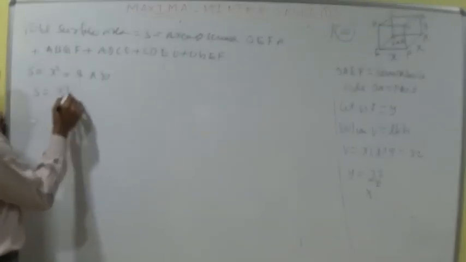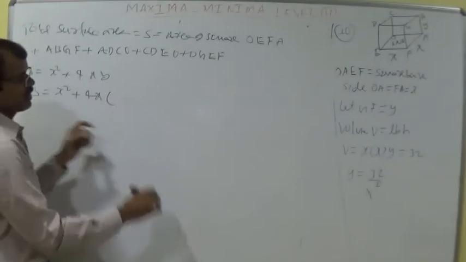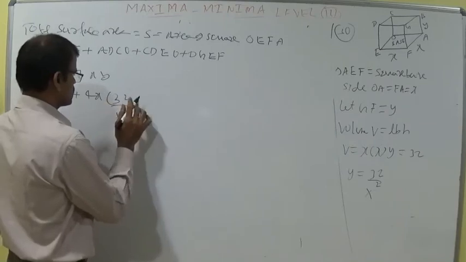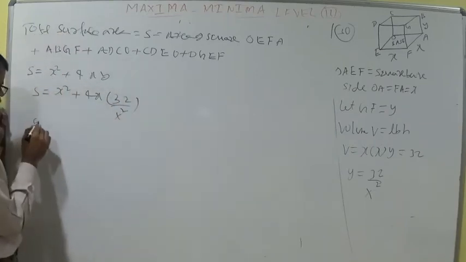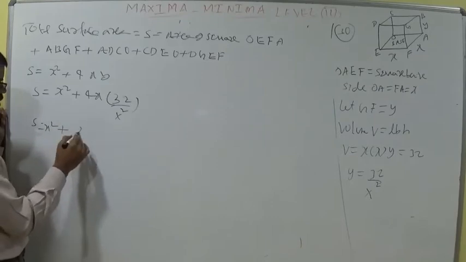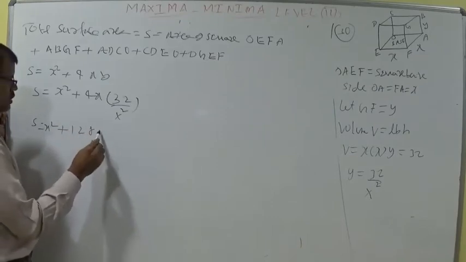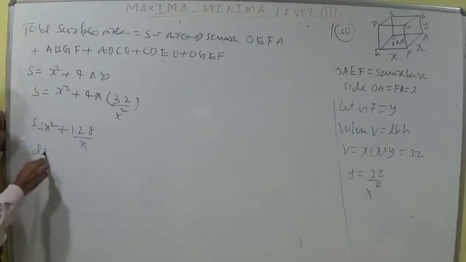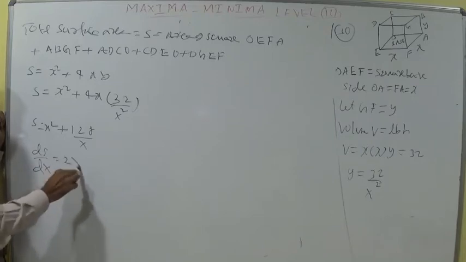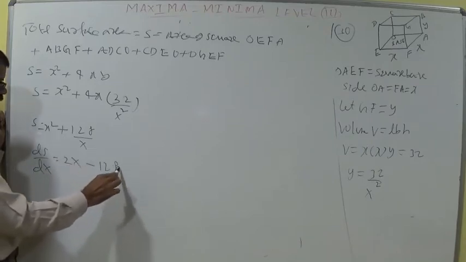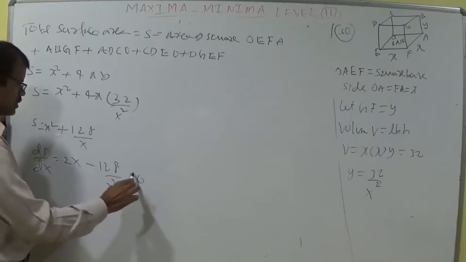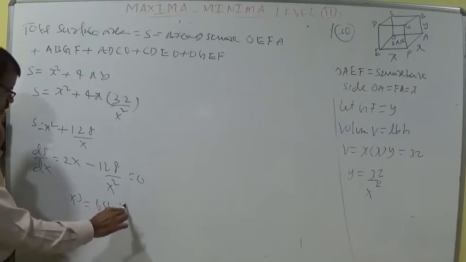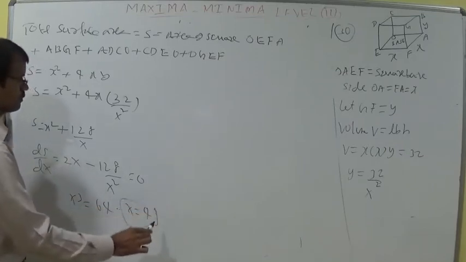S is equal to X square plus 4X into Y, which we found as 32 by X square. Next S is equal to X square plus 128 by X. Now I am checking whether the area is minimum or maximum: 2X minus 128 by X square equal to 0. Divide with 2 and take an LCM, it becomes X cube equal to 64. So X is equal to 4.